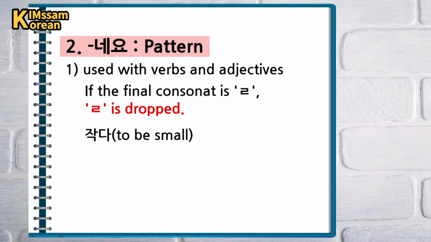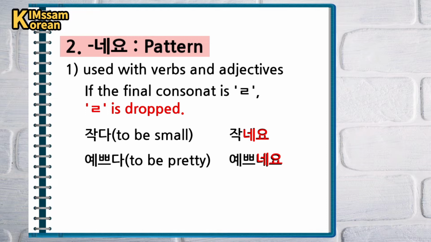작다 to be small is changed to 작네요. 예쁘다 to be pretty is changed to 예쁘네요. In the case of 길다 to be long, the stem of 길다 finishes with the consonant ㄹ, so ㄹ is dropped and it becomes 기네요.